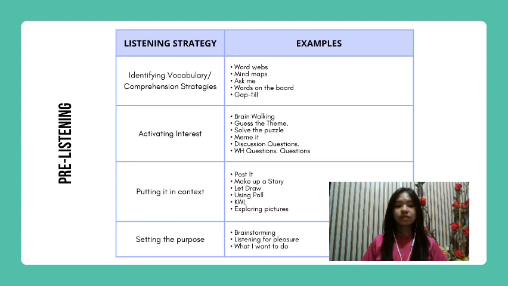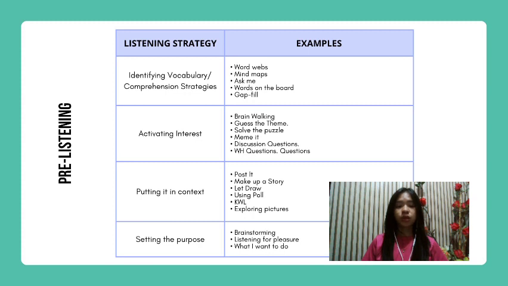Third is Ask Me. Give students words or expressions from the listening text and let them explain these to a partner. This not only checks their understanding of the vocabulary but also encourages peer-to-peer learning. So roam around the classroom to check for student understanding and encourage them to use the list during the listening stage to tick off the words they hear in the listening passage.